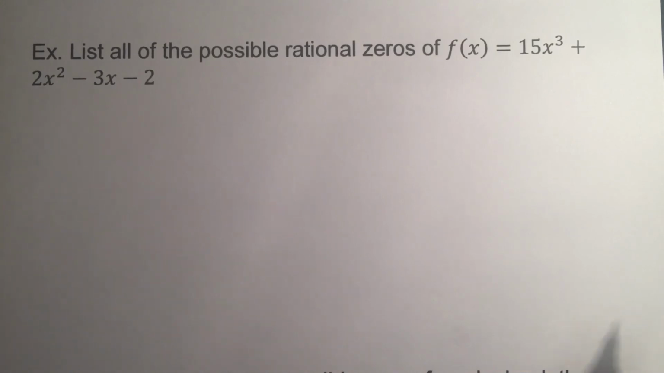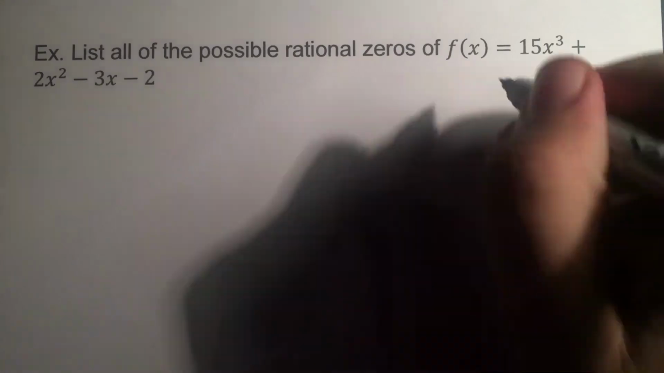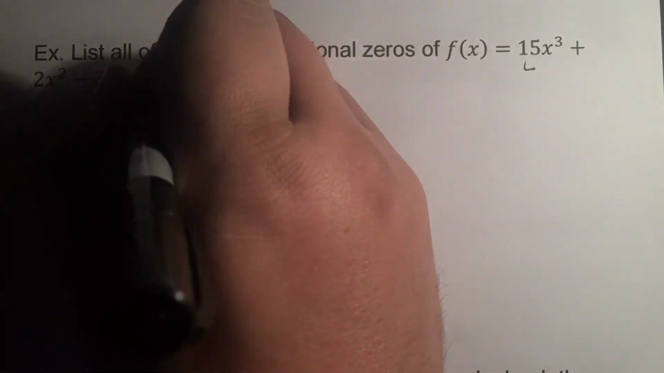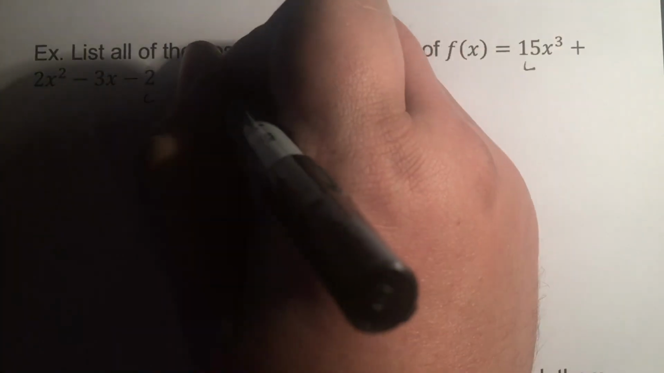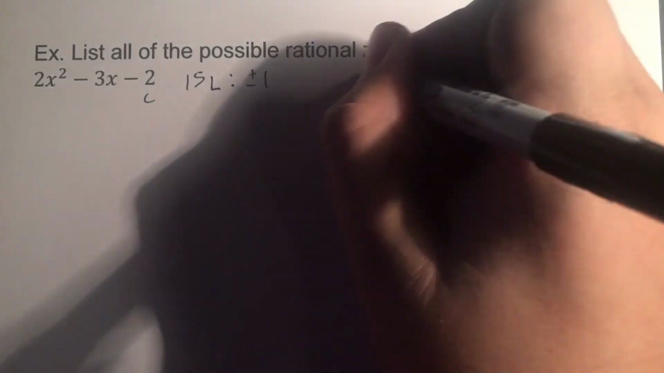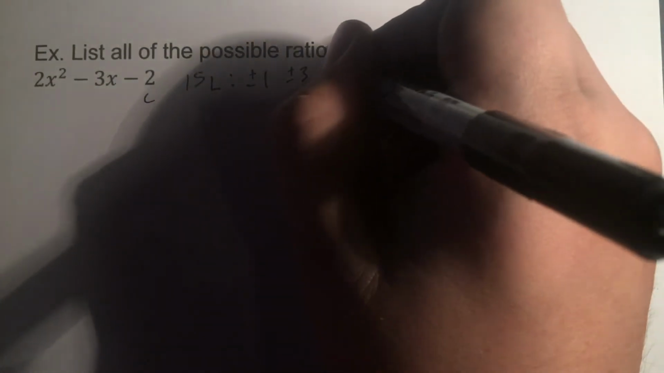That looks better. All right, so again, leading, constant. My leading coefficient is 15. So factors of 15 would be plus or minus 1, plus or minus 15, plus or minus 3, plus or minus 5.